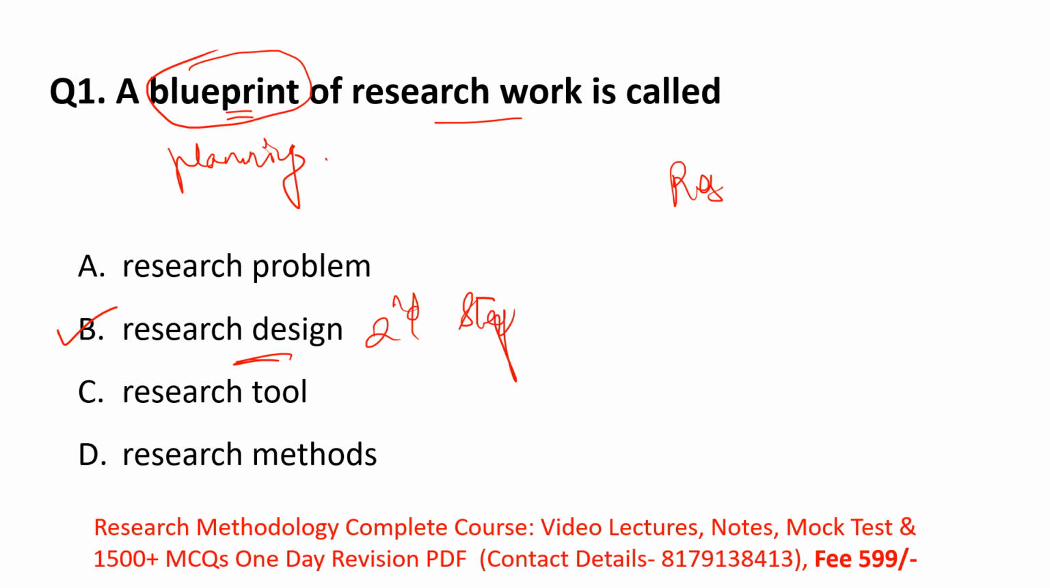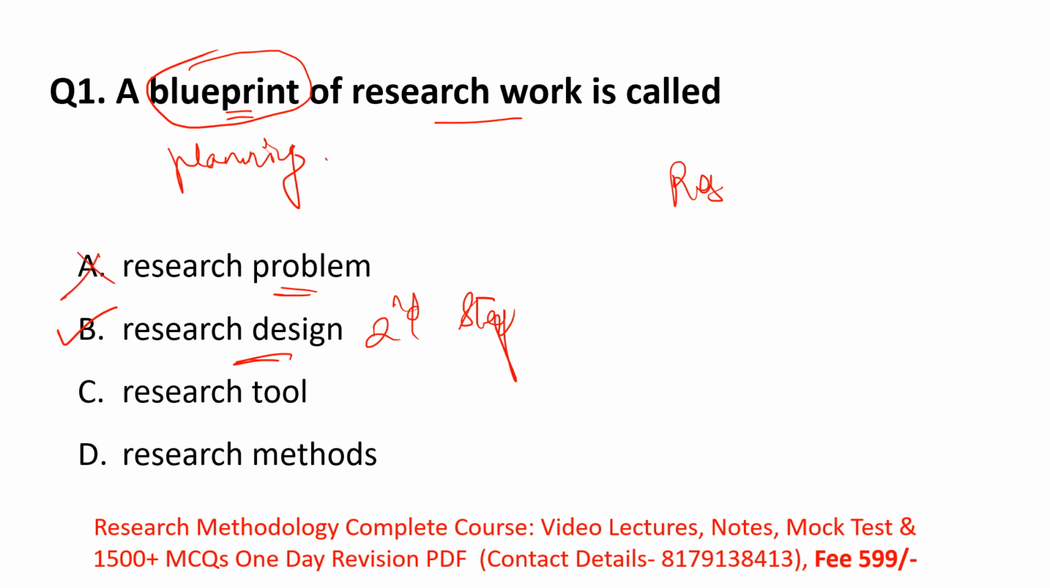Option A here is research problem. What is a research problem? A research problem is the topic, problem, or research question on which you are going to do your study and find some solution. In a research problem you are not going to plan anything. That's why option A is incorrect.